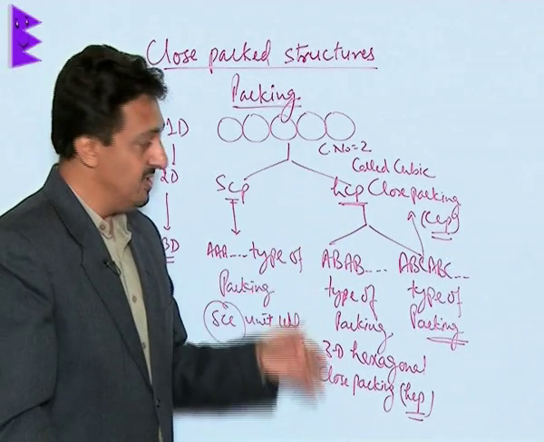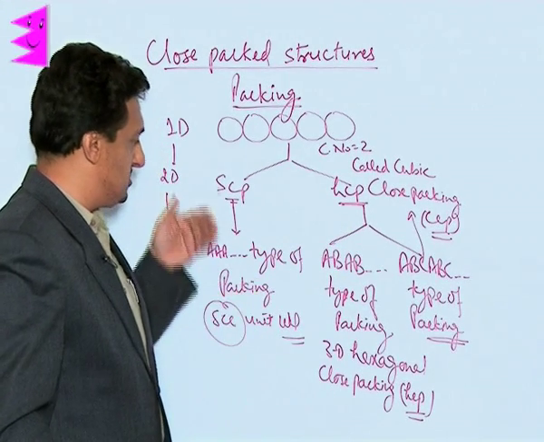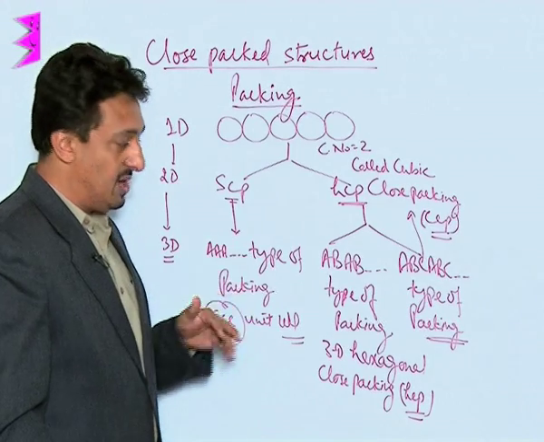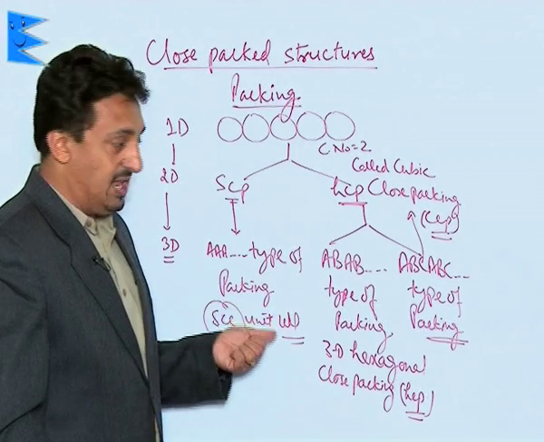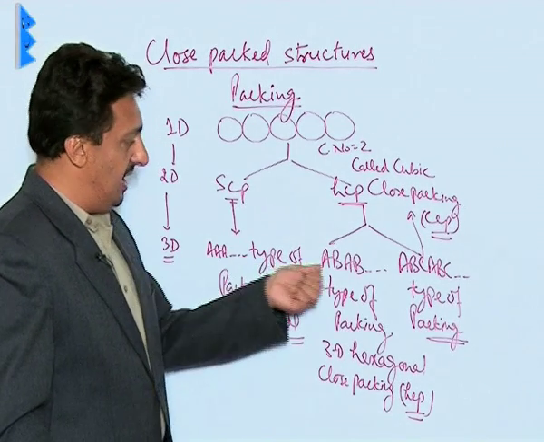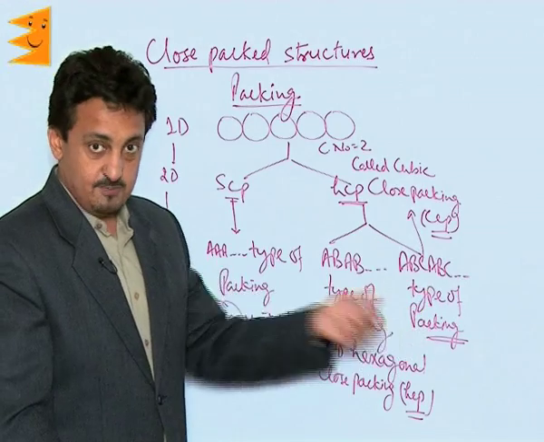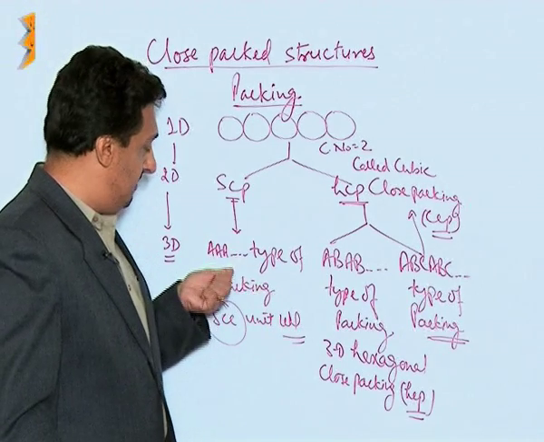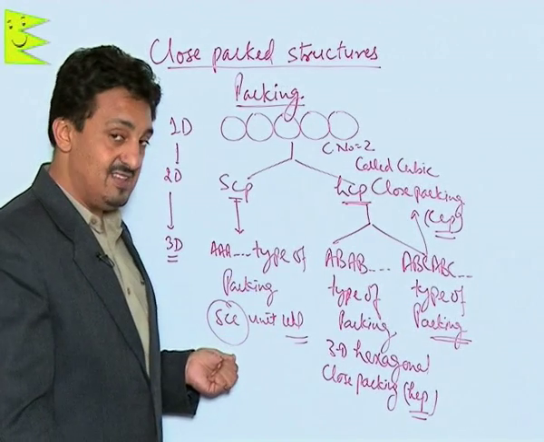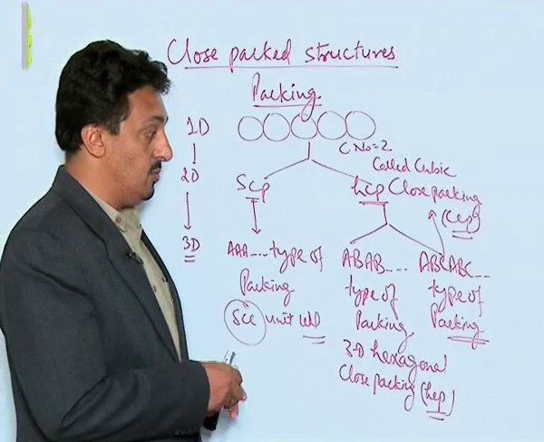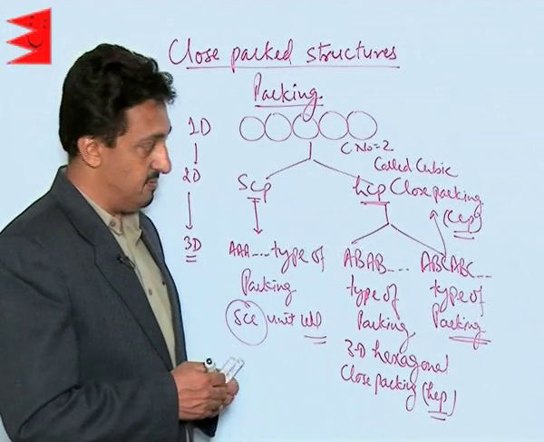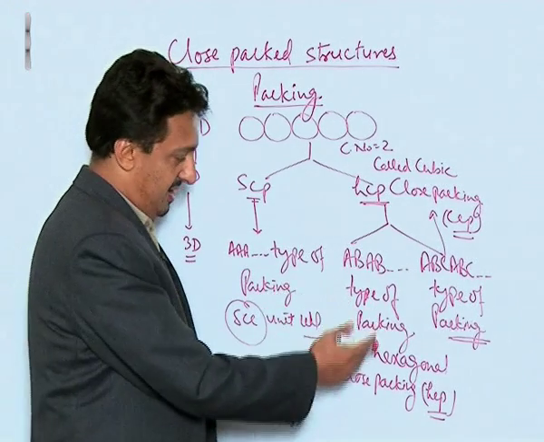So these are the two types of packing we have, obtained from HCP, and we have one type of packing, AAA, which is obtained from SCC. So altogether we have three types described: AAA, AB, and ABC. Now we know from AAA type we have got the SCC type of unit cell. We need to understand what type of unit cells we are getting from these types of packing.